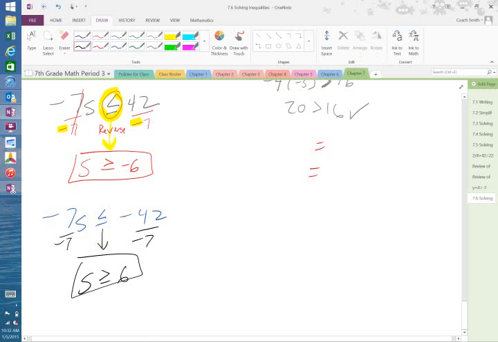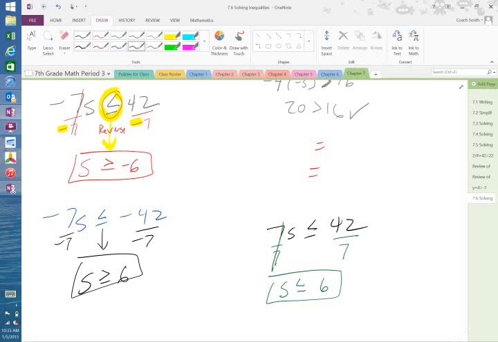Now, what if I had this? I would divide by 7 to both sides. Did I divide by a negative? No. So that cancels, leaving me with s is less than or equal to 6. You do not reverse the sign unless you multiply or divide by a negative number.